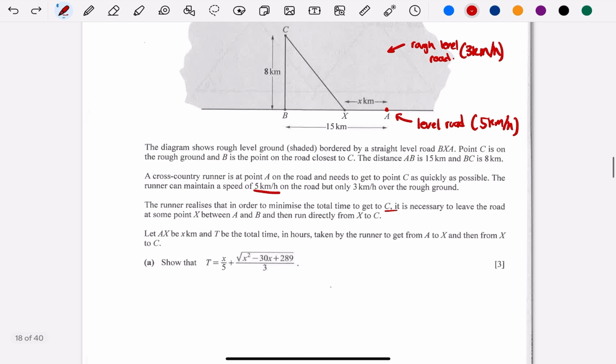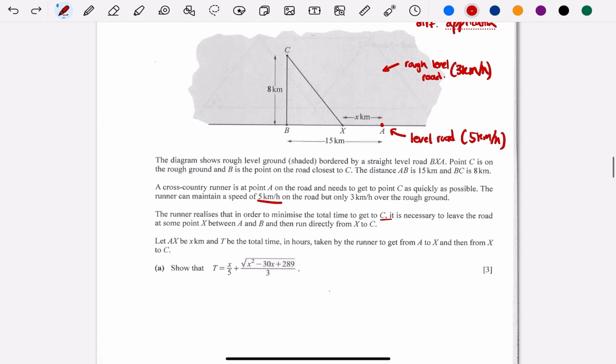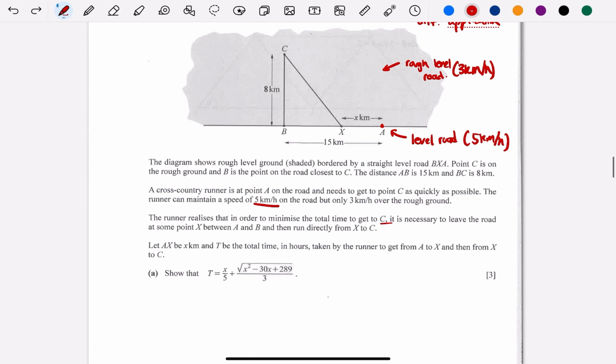Okay, let AX be the distance x km and T be the total time in hours taken for the runner to get from point A to point X, and then from point X to point C. So now we need to show that the total time that he took is equal to this. The total time is quite straightforward.